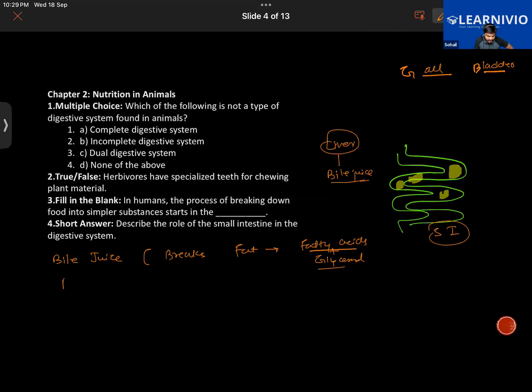Then we have pancreatic juice also. Pancreatic juice is secreted by the pancreas, and it will break down the protein present in the food. Thereby, protein will be converted into amino acids by the action of the enzymes present in the pancreatic juice. Got this? What I'm trying to say.